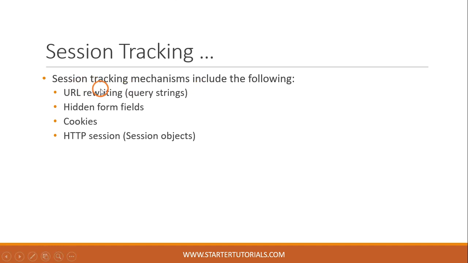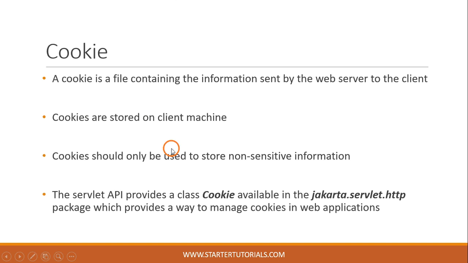So what is session tracking, and how do you perform session tracking in your web applications? There are four different mechanisms. One is URL rewriting, where we use query strings. Second technique is using hidden form fields. Third one is cookies, which we are going to see in this video. And the last one is HTTP session, or simply say session objects. Okay. So I am not going to discuss the first one and second one. In this video, we are going to see the third one, and in the next video, we are going to see session objects. Okay. So let's talk about cookies.